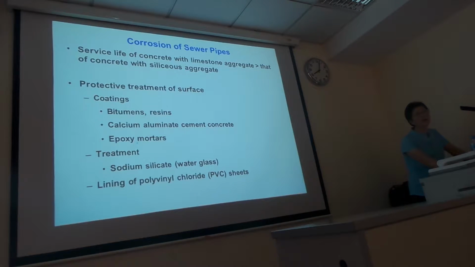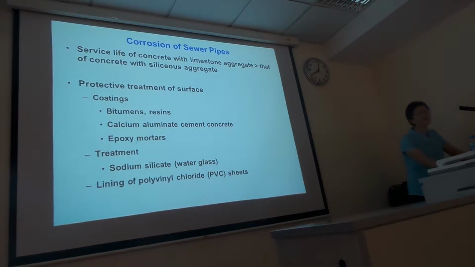So how do we actually protect the concrete in these sewage pipes from sulfuric acid attack? Basically, one thing is coating. You can use different organic materials. For example, you can use epoxy to coat the mortar.